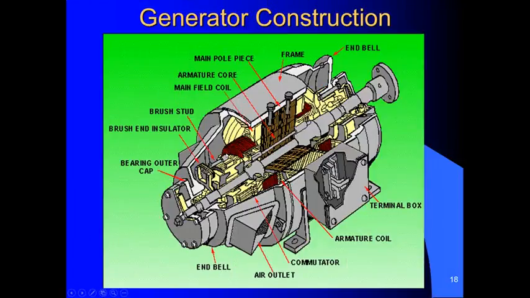And look at overall construction. Again, we have a couple of end bells on our frame, our armature, and our main field coils. It shows our bearing caps, air for cooling, commutator here for attachment of our brushes, and then a terminal box where everything comes out and is terminated. Again, the book does a pretty good job of talking about it, but this was just a recap on DC generators for electrical systems.